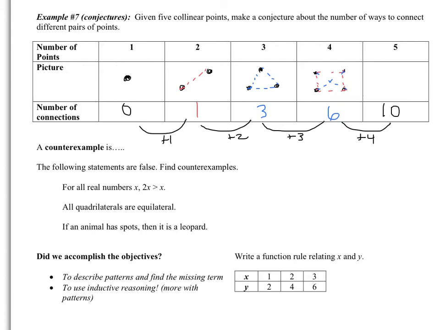So let me draw myself a picture and see if I was right. Okay, so I have 1, 2, 3, 4, 5. And I have 6, 7, 8, 9, 10. So there were 10 ways to connect the points.